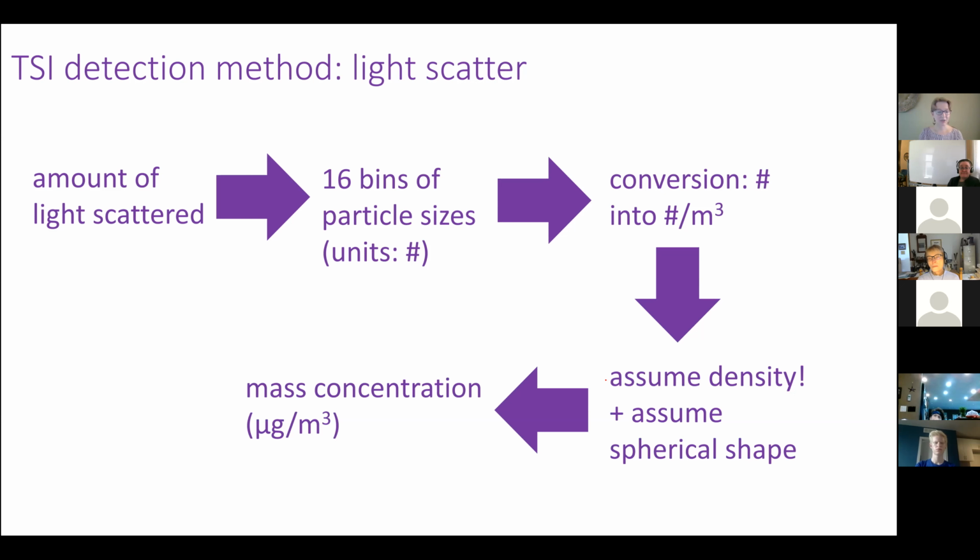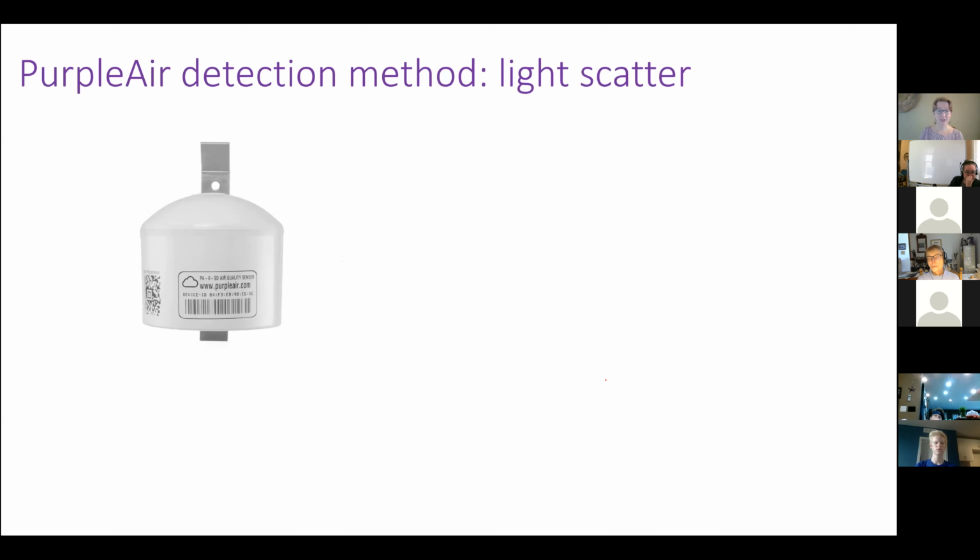So what I want you to take away from this is that every step along the way of the TSI sensor, we understand how the sensor is working. We know how the instrument is built, and we know how we're converting from our amount of light scattered into our ultimate units. And this is a really important thing. Unfortunately, this is not the case with the PurpleAir sensor.